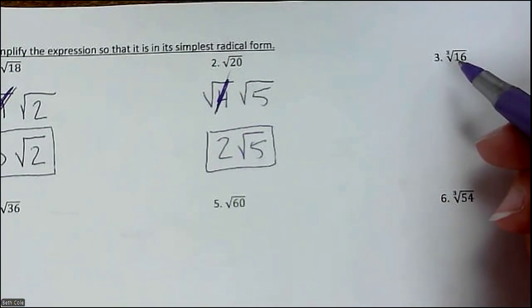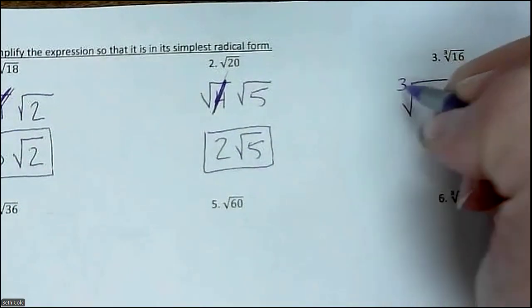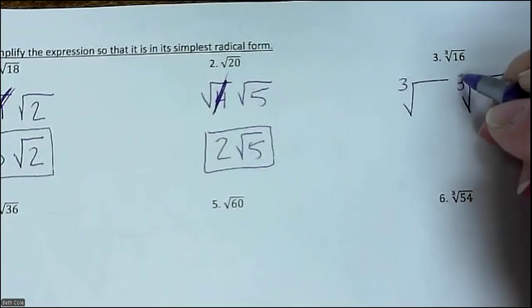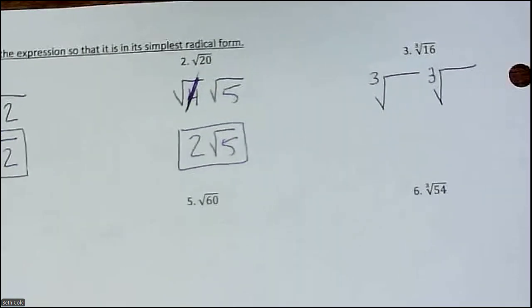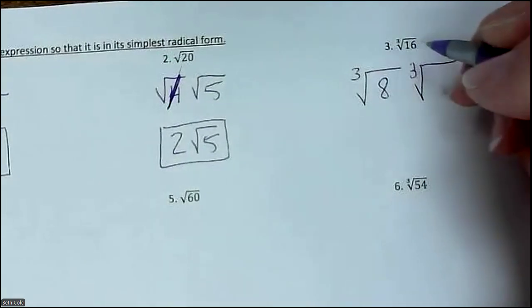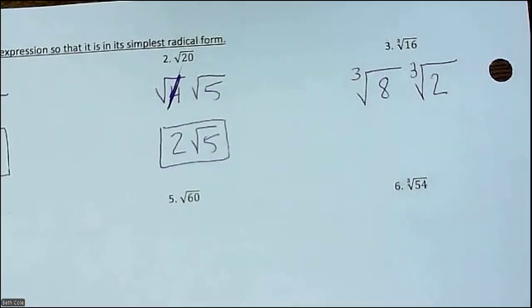This one is different. What's different about it? It's a cube root. You're going to do the same thing, but you need to put that little 3 index on there. And this time, what list are we looking at? Cubes. Do you see that? You need a number from this list. Good. Whoever said 8, that was quiet. Was that you? Good job. So it is 8 times what will give you 16? 8 times 2.